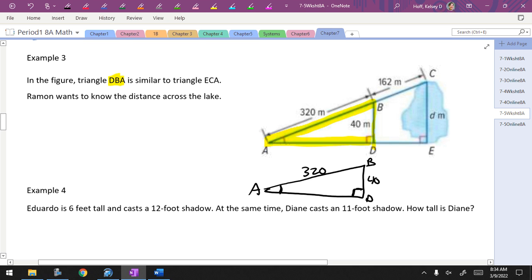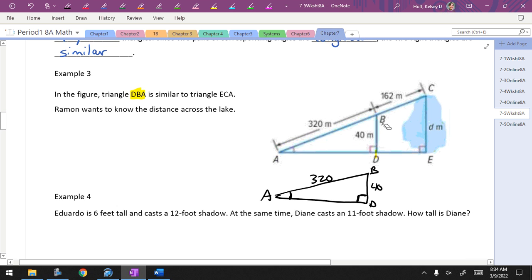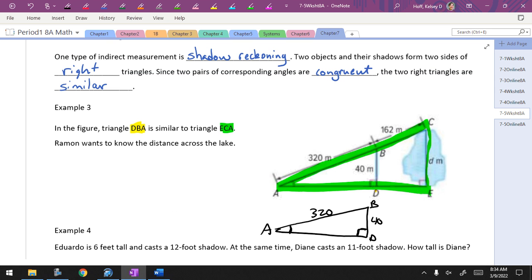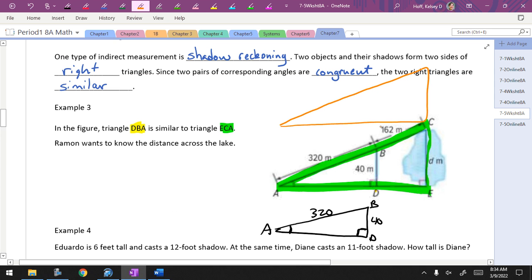Okay, there's one triangle. Now they say ECA, ECA. That's the big triangle. ECA. Now, what information should I transfer on this one? Tone?